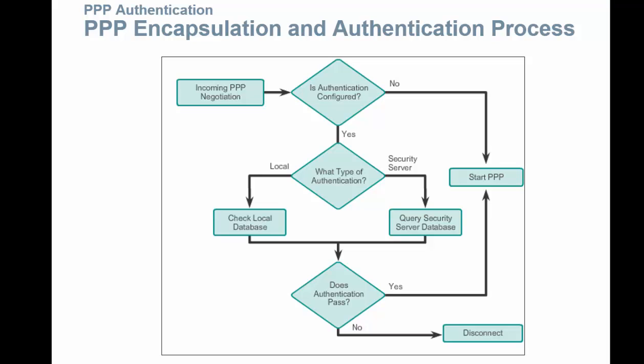Next, router 1 sends the challenge ID, the hashed value, and its username, that's router 1's username, to router 2. Next, router 2 generates its own hash value using the ID, the shared secret password, and the random number it originally sent to router 1. Then we get to step 6, and at that time router 2 compares its hash value with the hash value sent by router 1. If the values are the same, router 2 sends a link established response to router 1.